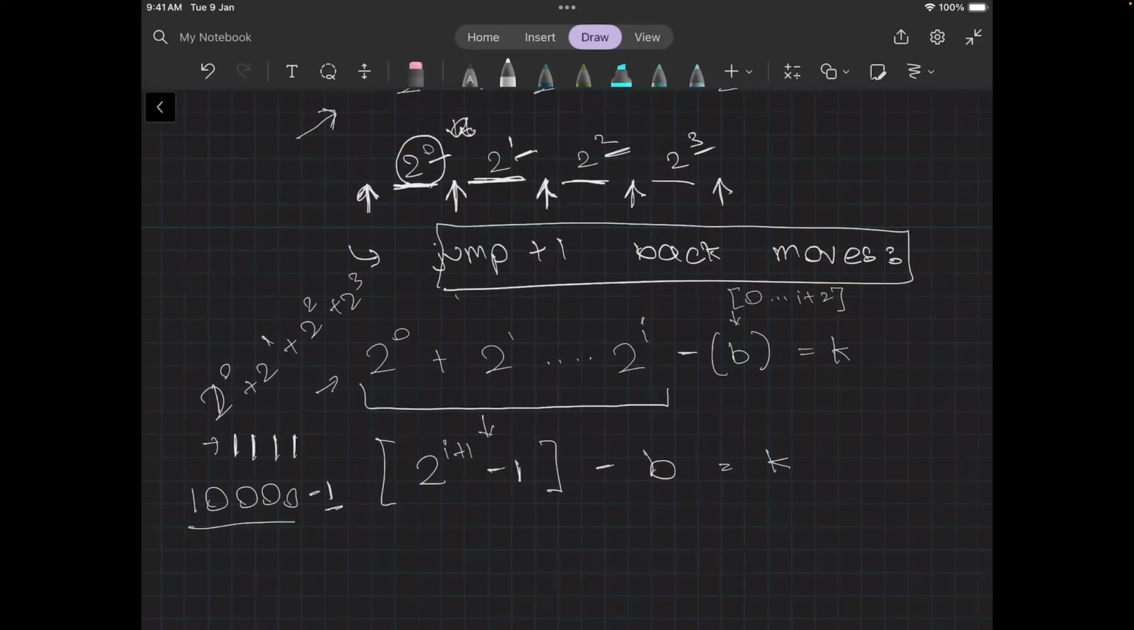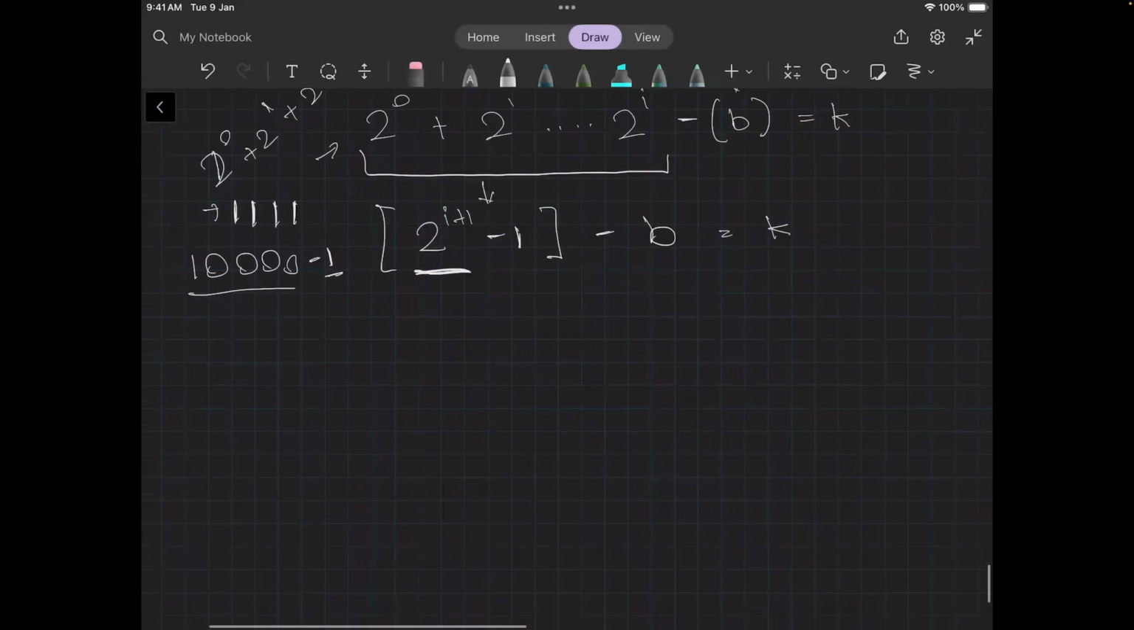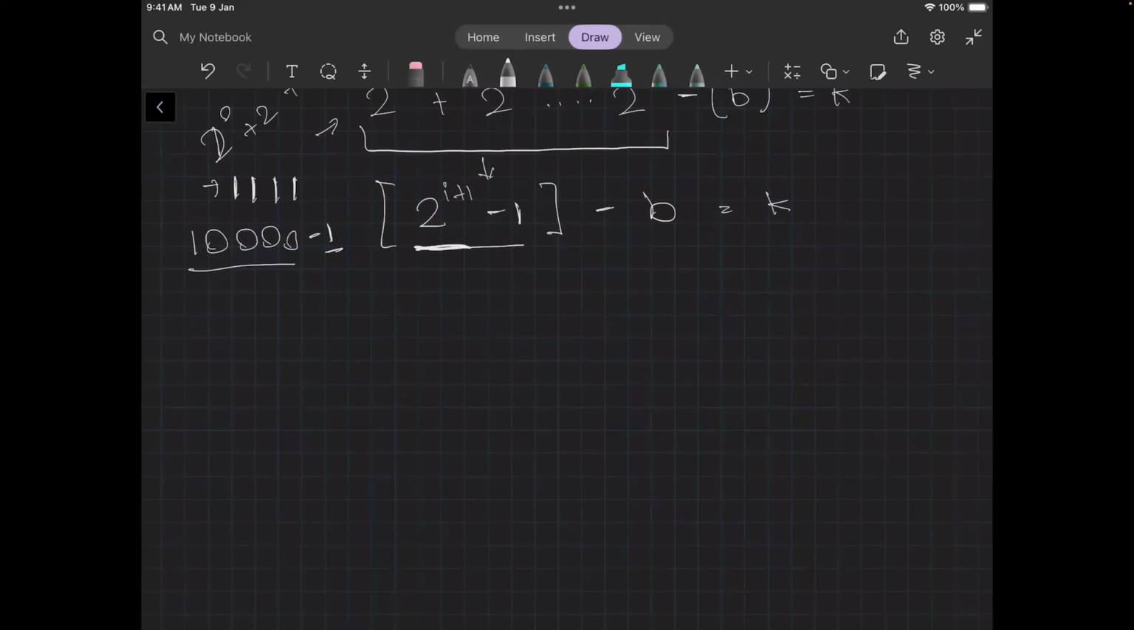So for every position before that, right? 2 raised to I plus 1, 2 raised to I minus 1 minus B is equal to K. Now, if we had taken no amount of back steps, let's consider B is equal to 0, this means that 2 raised to I plus 1 is equal to K.